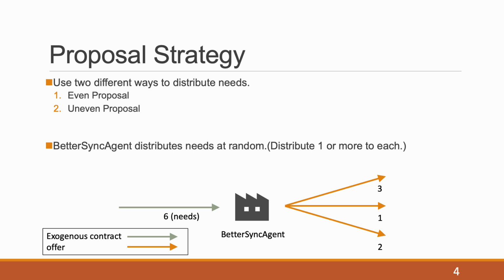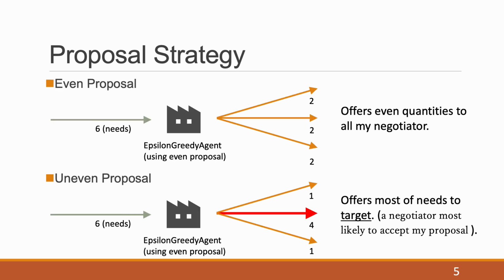This figure is one example. If there are 6 units of exogenous contract, the BetterThink agent will distribute 3, 1, and 2 respectively. In other cases, it might distribute 4, 1, and 1. When the even proposal strategy is used, this agent offers even quantities to all my negotiators. In this example, it distributes 2, 2, and 2.